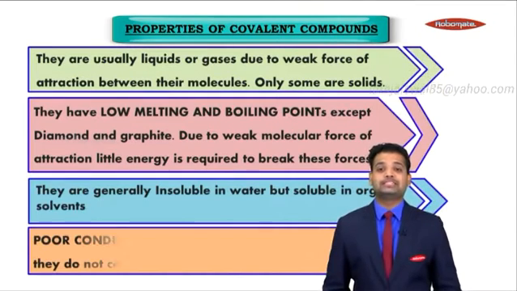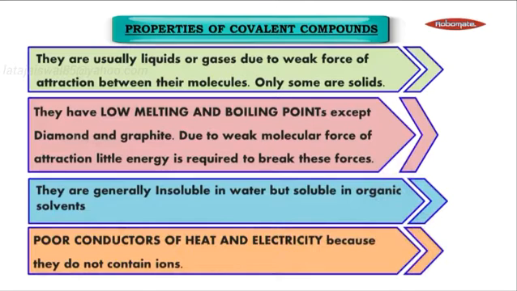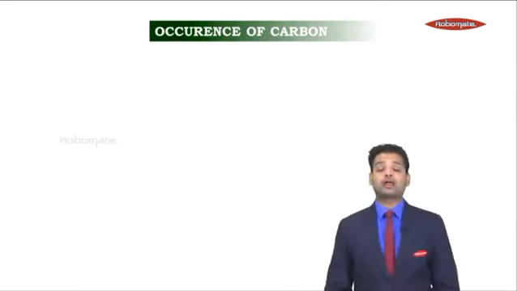The third property is they are generally insoluble in water, meaning they do not dissolve in water, but they are soluble in organic solvents. Whereas they are poor conductors of heat and electricity. This is because they do not contain ions, as they have shared electrons, and there is nothing positive and negative in these compounds. Now moving on to the occurrence of carbon.